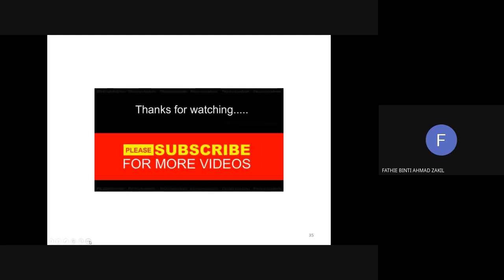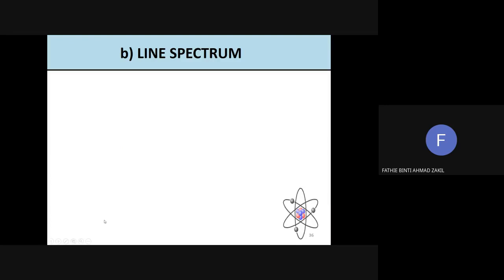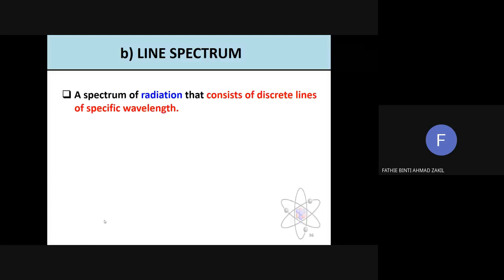Okay, so kita tengok next slide. Line spectrum tadi, basically untuk line spectrum ni dia ada discrete lines of specific wavelength. Compare dengan continuous tadi, yang tu dia contains all wavelengths, tapi yang ni dia ada discrete lines of specific wavelength.